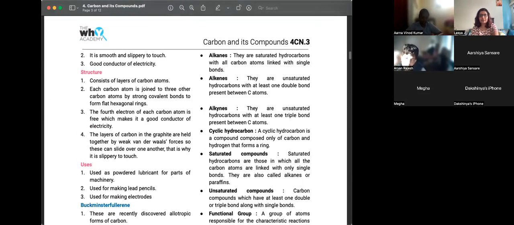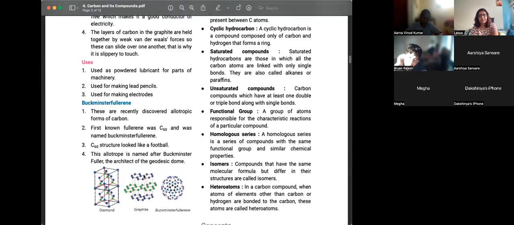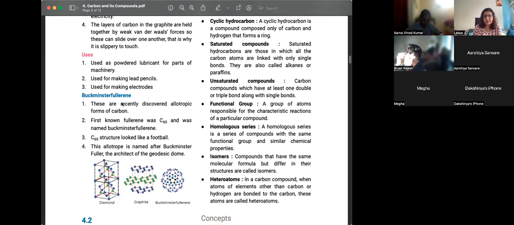Now coming to the third, Buckminster fullerene. Fullerenes are more recently discovered allotropic forms. Recently in the sense, like around the 1900s they were discovered. I don't remember the exact year. It's also known as C60 because, let me show you the structure of that.